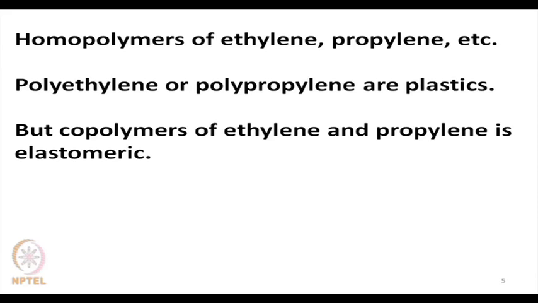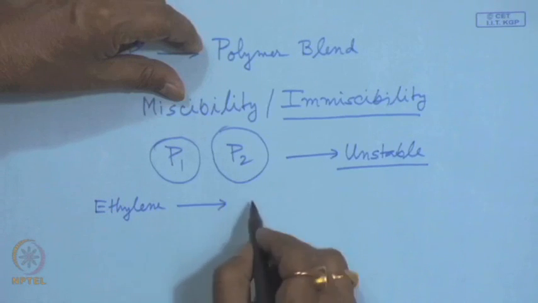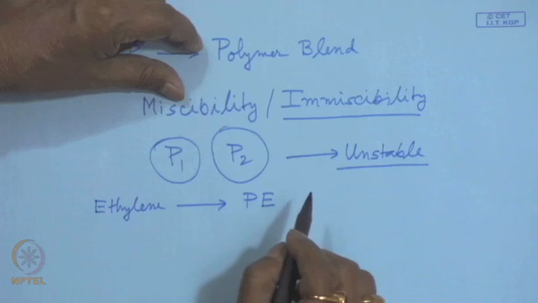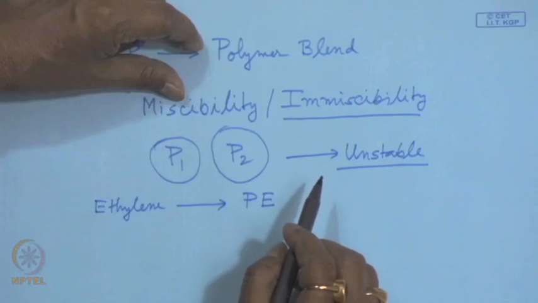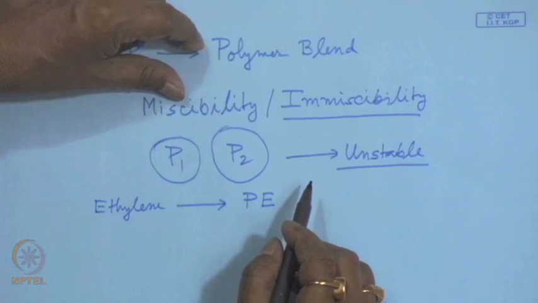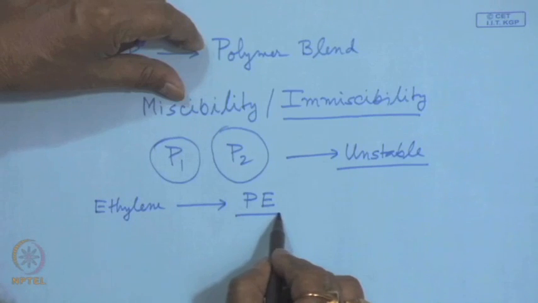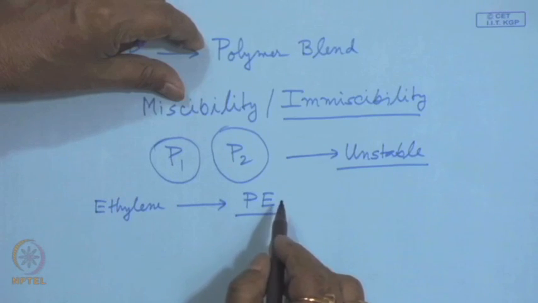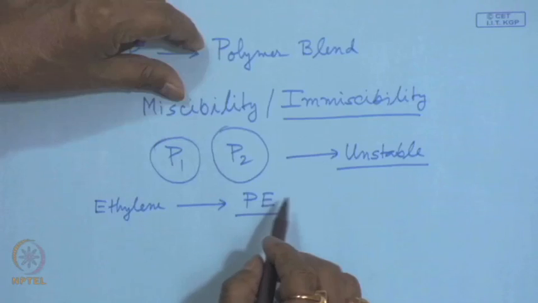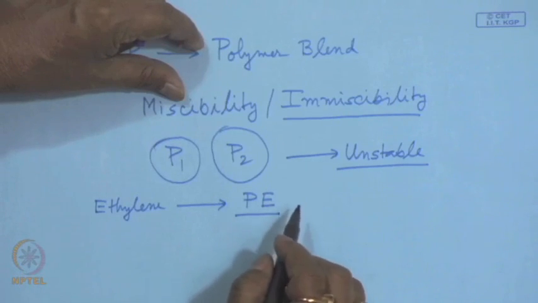discuss with examples, let us take the examples of homopolymers of ethylene, which is polyethylene, PE. There are different grades: LDPE, HDPE, LLDPE, VLDPE, ultra high molecular weight polyethylene. Those are all homopolymers, but the different grades differ from each other in terms of their microstructure, molecular weight, branching, non-branching, density, and so on.